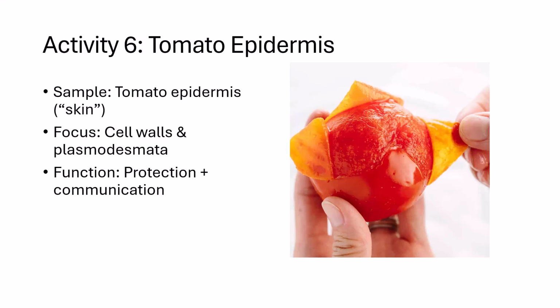In this activity, we're going to examine the tomato epidermis, the thin outer skin of the fruit. This tissue is specialized for protection, but it also has an important role in communication between neighboring cells. The main structure we'll be looking for today is something called plasmodesmata, which are connections that run through cell walls and link adjacent plant cells.